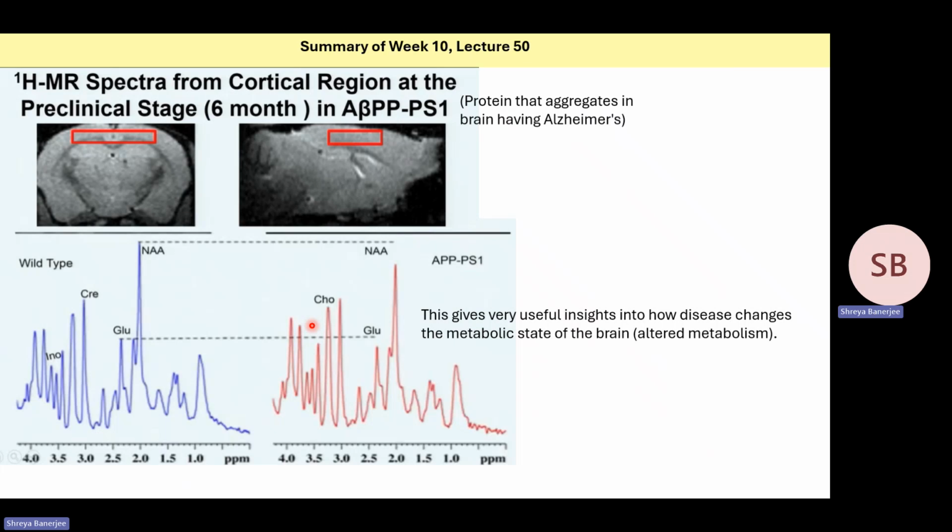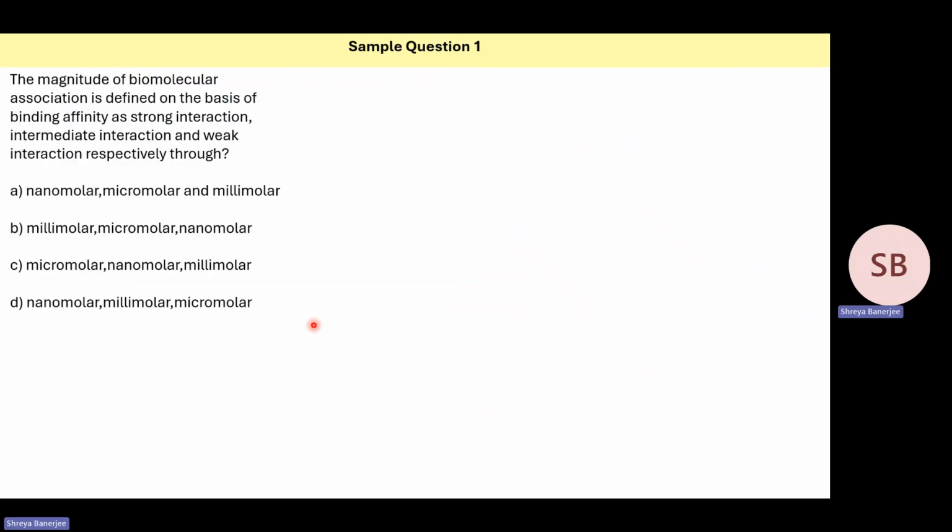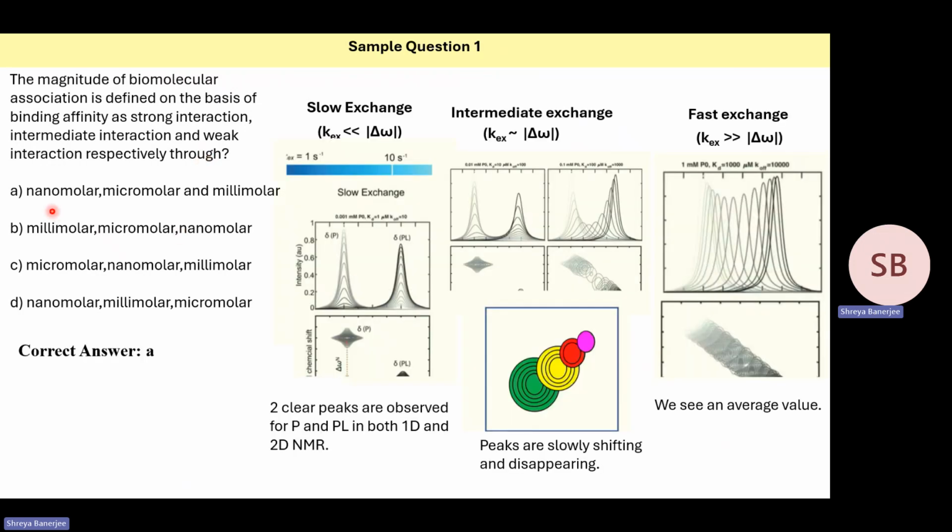Now I'll go through some practice problems from week 9, which is the assignment of the previous week. One problem is that the magnitude of biomolecular association is defined on the basis of binding affinity as strong, intermediate, and weak interaction. So what are the KD values of strong, intermediate, and weak interaction? The correct answer is A. In strong interaction, there is nanomolar Kd value. In intermediate interaction, there is micromolar Kd value. And in weak interaction, there is millimolar Kd value.